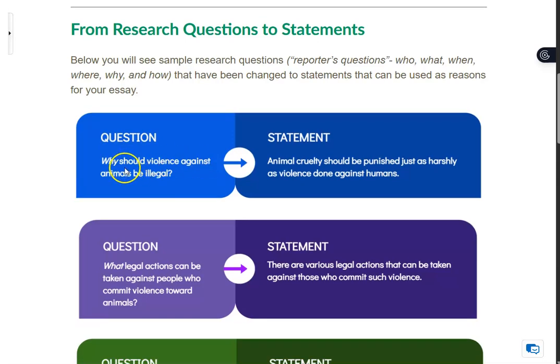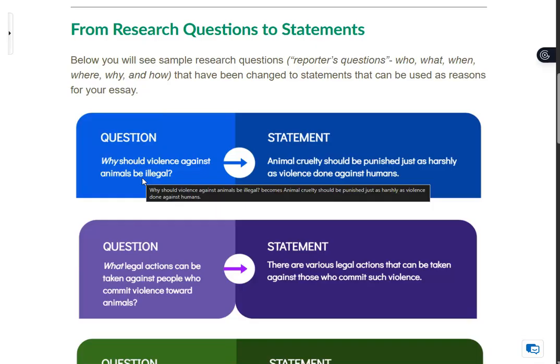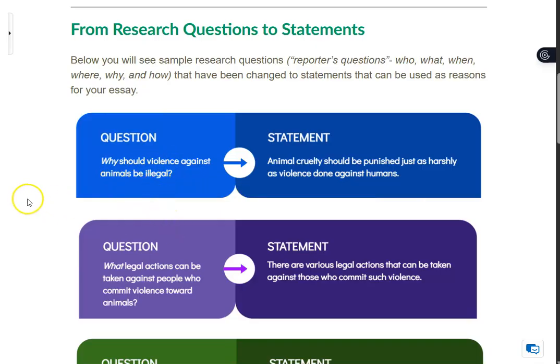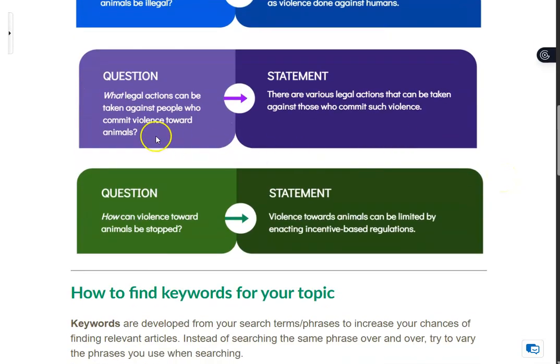So, why should violence against animals be illegal? Well, that's a research question. But we can't just say violence against animals should be illegal because we're missing something very important. We're missing something I like to call the because clause. Okay? Animal cruelty should be judged just as harshly as violence done against humans because animals can't speak up for themselves and require somebody stronger. Whatever you want to put down there, okay?